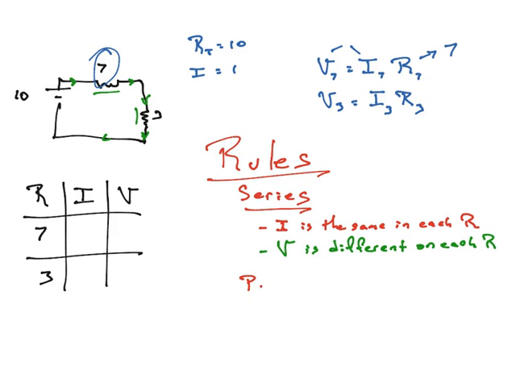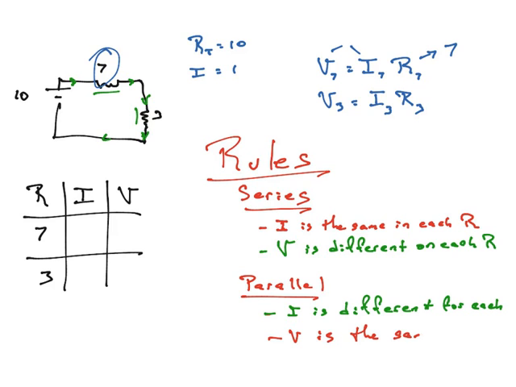Okay, what about for parallel? If we have two resistors connected in parallel, believe it or not, it's the exact opposite. The current is different for each. But the voltage is the same. And so if we have an example like this, here's parallel. Call this 7 and call this 3.